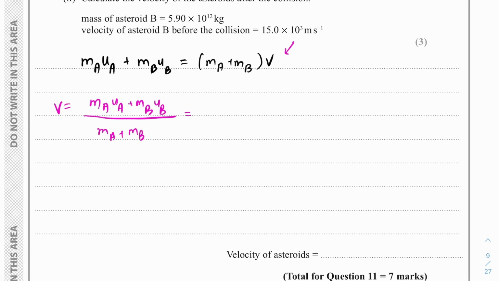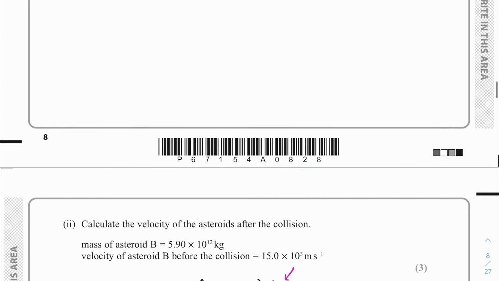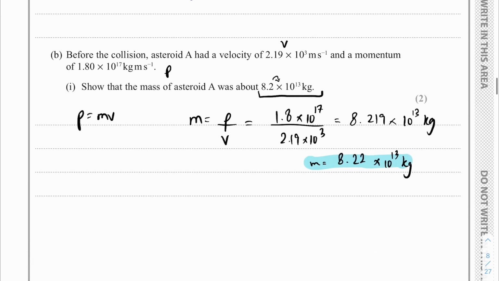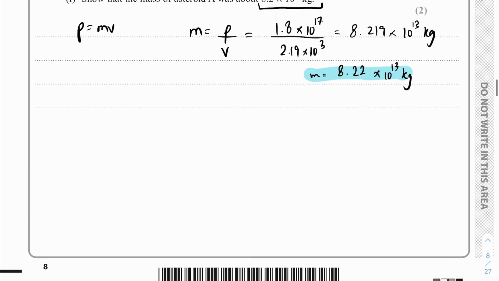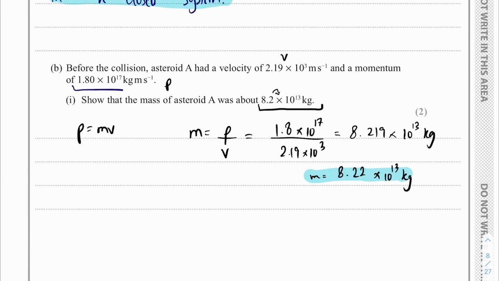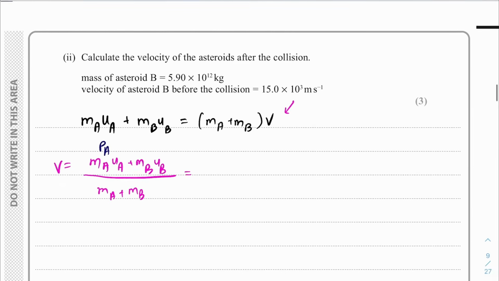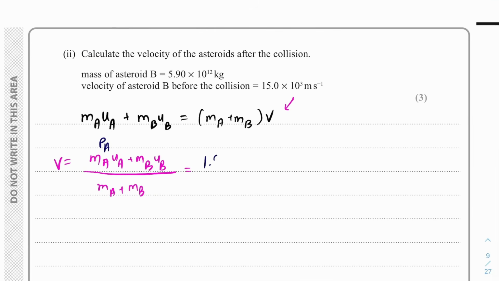Okay, so now all we have to do is input the values. What is the mass of asteroid A? We just worked out... no. What is this? MA times UA is what? It's P of A, momentum, and they have already given this to us. So we can just input that first. That'll be 1.8 times 10 to the power of 17.